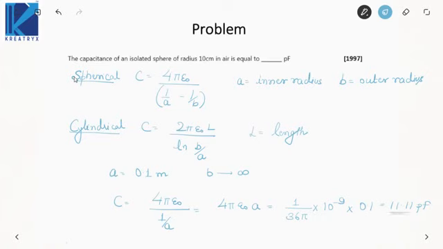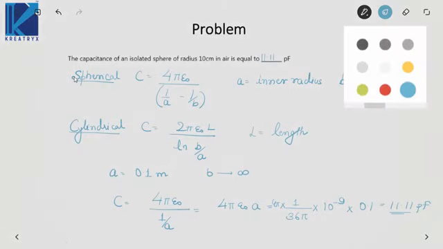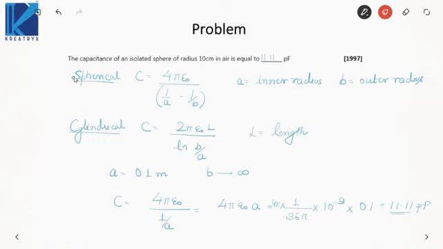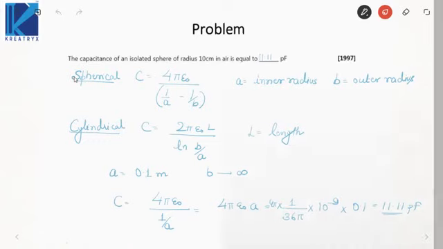Okay, so that will be the value, sorry, into 4 pi. So it will be 11.11 picofarad. So the answer here in the fill up will be 11.11. Is it fine? So remember these two expressions: one is the capacitance of spherical capacitor and the other for cylindrical.